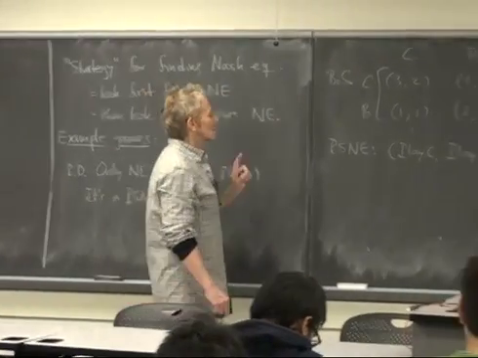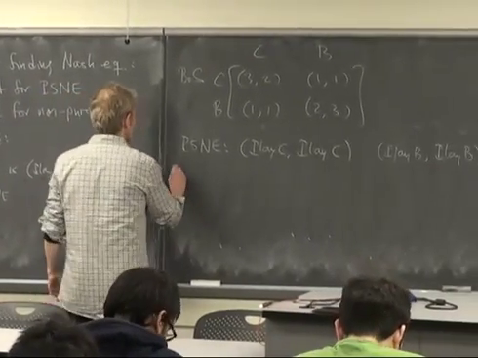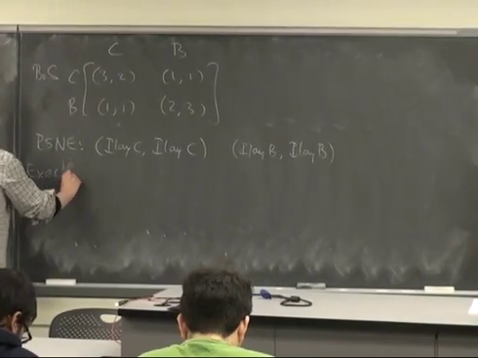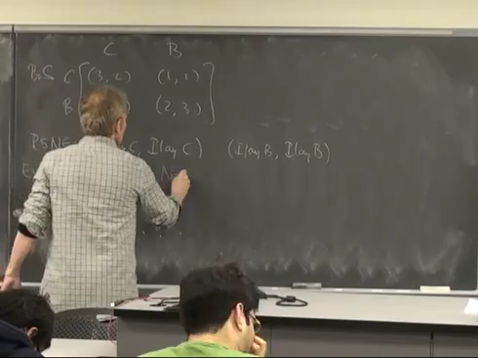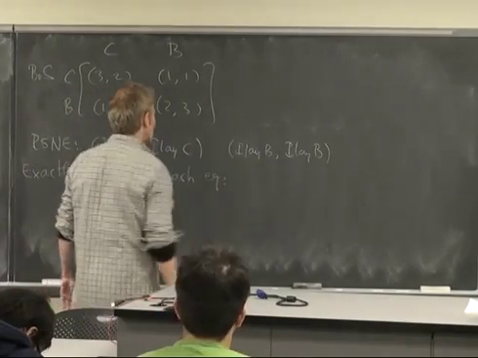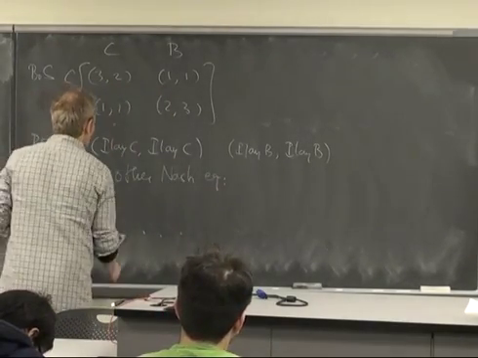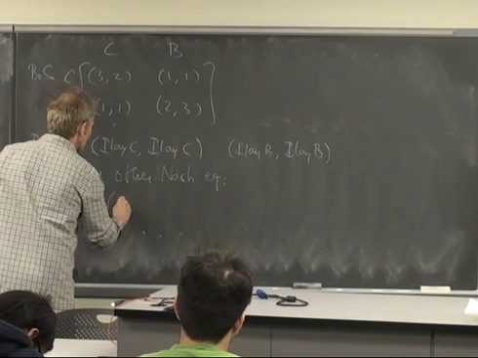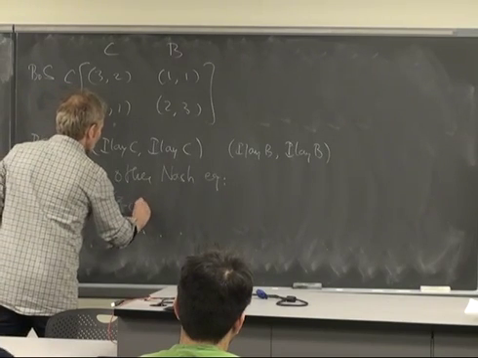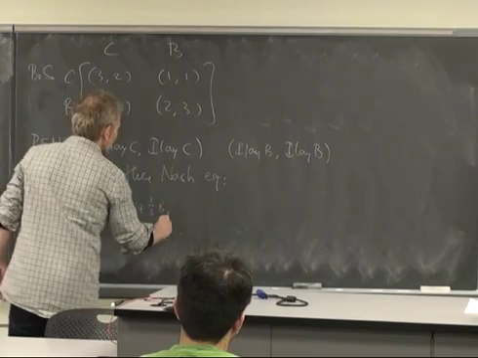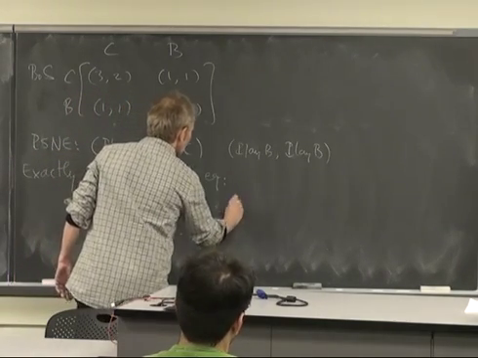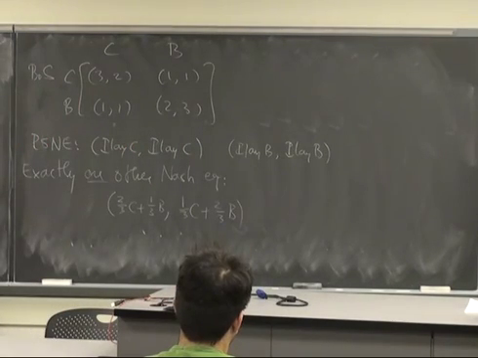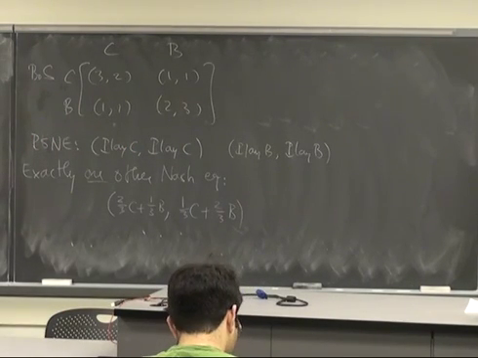So it turns out there's exactly one other Nash equilibrium, one that involves mixed strategies, and we'll get to this in detail next time. It's going to be when player one plays 2/3 C plus 1/3 B, and player two plays 1/3 C plus 2/3 B. That's the only other Nash equilibrium, and we'll get to that in more detail next time.